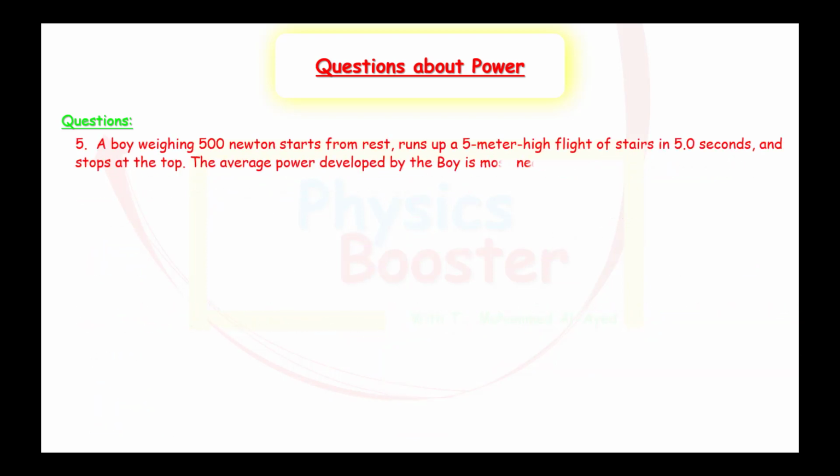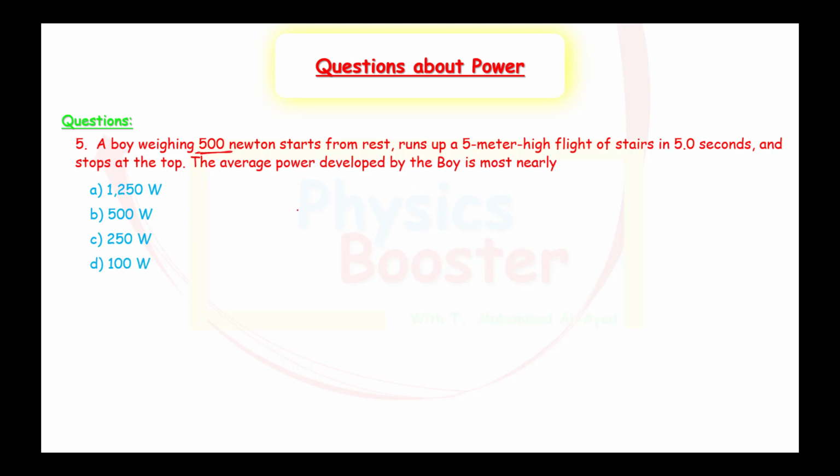Next question. A boy weighing 500 newtons starts from rest, runs up a 5-meter high flight of stairs in 5 seconds, and stops at the top. The average power developed by the boy is most nearly? It's very similar to the previous question, but this time we do not have the mass.